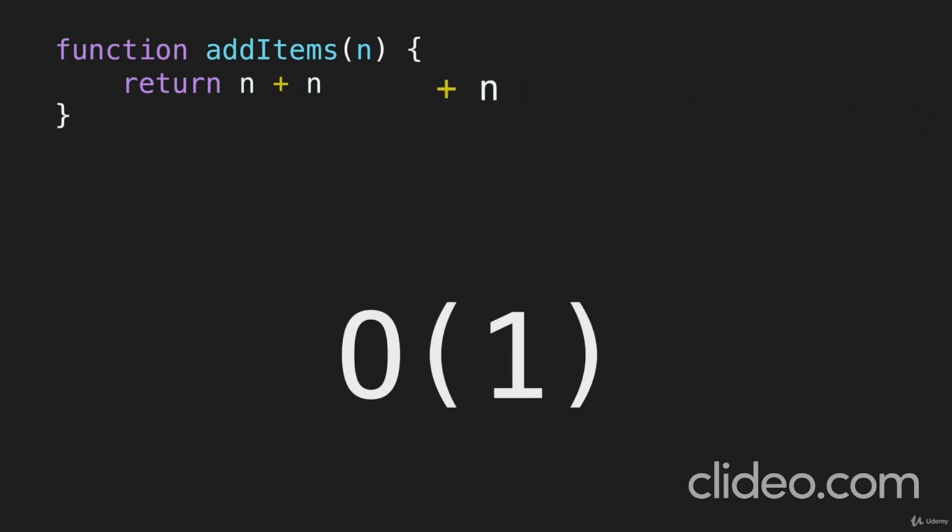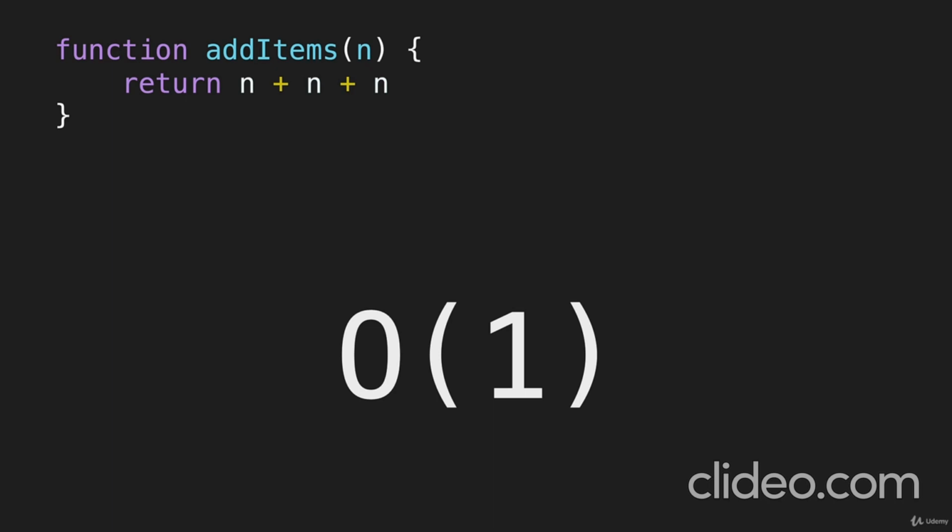Well, what if we add another addition? Well, now that's 2 operations, right? O of 2. And as you may have guessed, we're going to simplify this and make it O of 1. So O of 1 a lot of times is referred to as constant time. So this situation here where we have 2 additions, it's 2 operations. That is constant, no matter what n is. The number of operations does not change as n changes.